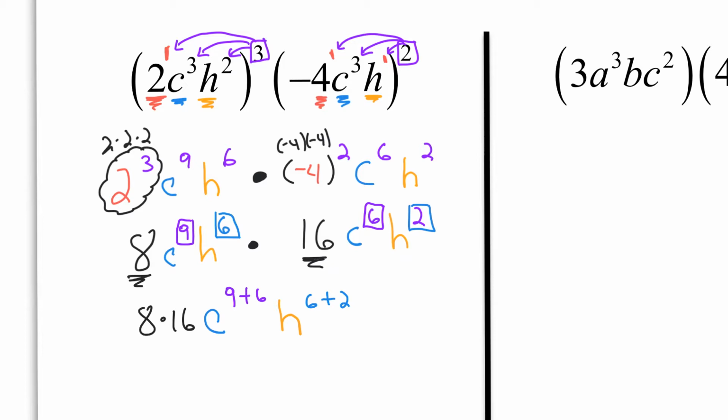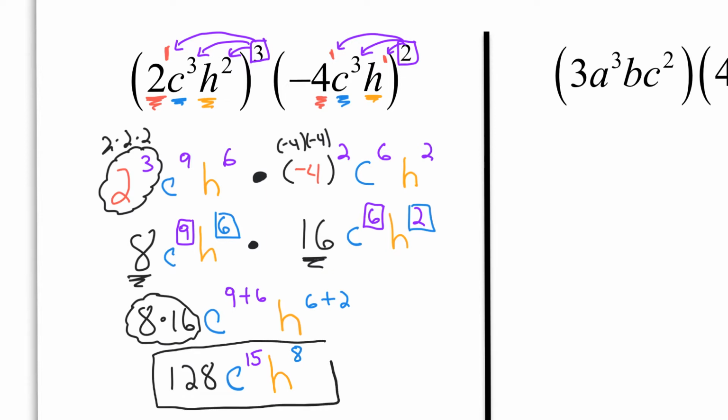Now when you multiply 8 times 16, so let me just put a bubble right here, 8 times 16, that equals 128. And when you look at the C, there's the C, base of C. I'm going to add the exponents. 9 plus 6 is 15. So I'm going to put a 15 for the exponent. Then I move on to the next base, H, and I add the exponents of the H. 6 plus 2 is 8. So my answer is 128 C to the 15th power, H to the 8th power.